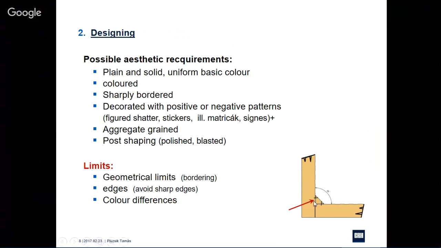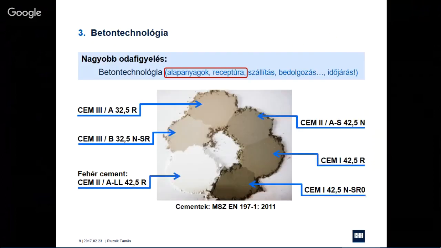You can't design sharp edges because of the shutter, and so I recommend you to design rounded edges. And you have to be aware of the color differences. Two different portions of concrete, two mixtures, will never be the same color, because the color depends not only on the pigments which we put in the concrete, but it depends on the color of the cement, the color of the aggregate, and the water content, and the weather circumstances. So two mixtures will never be the same.